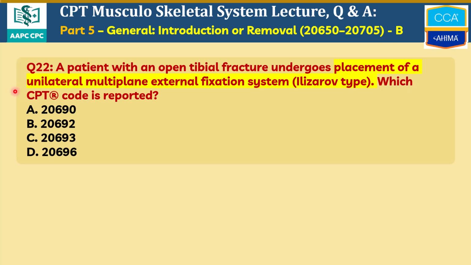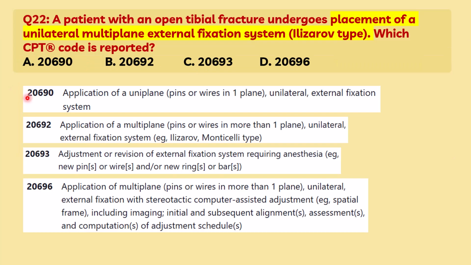So let's use the elimination method first. Once you go to the code 20,690, application of a uniplane unilateral external fixation system. But in our case, it is unilateral multiplane, so that is not the case here. Let's check the next one. Application of a multiplane unilateral external fixation system. So that is the case here. So the correct answer will be answer B.